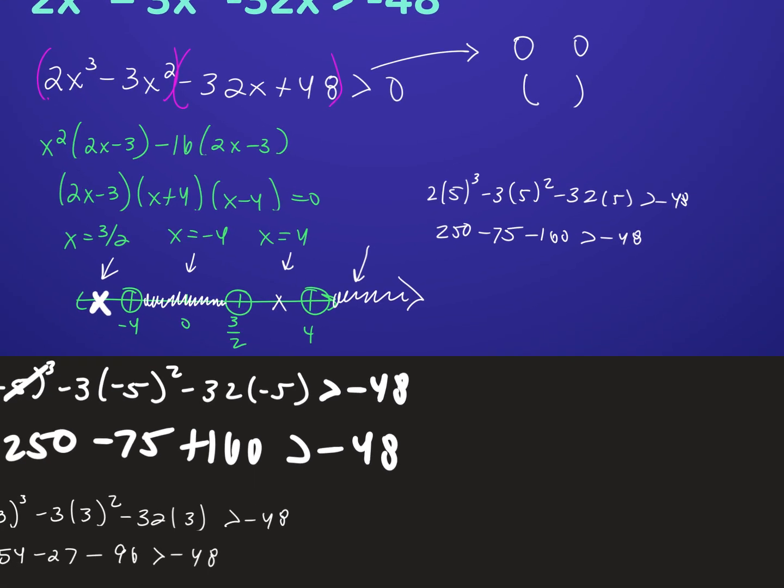So when you have more than 2 points, you have to check each section. You got to go to the left, you got to go to the middle, you got to go to the right. You got to see what works, what doesn't. So if you guys notice here, there's 2 sections that work.